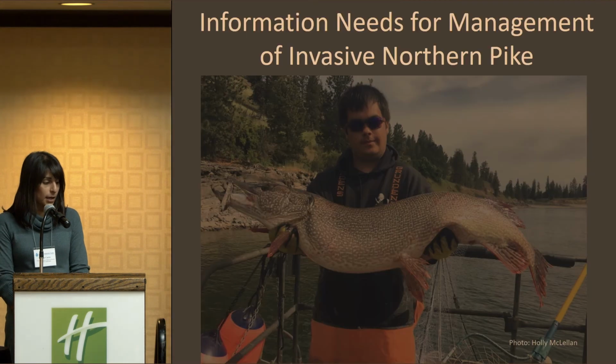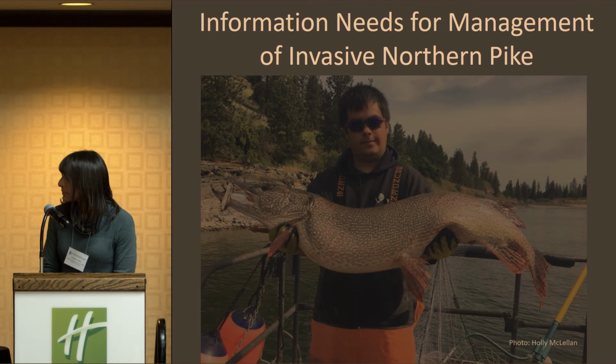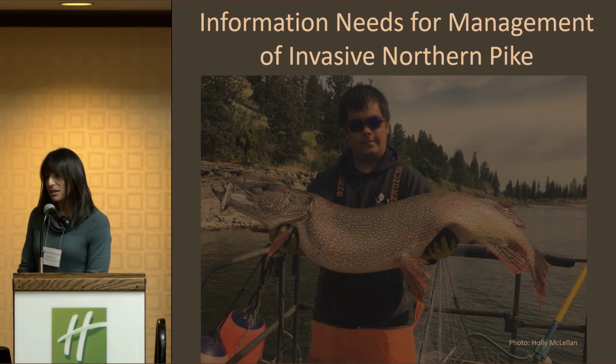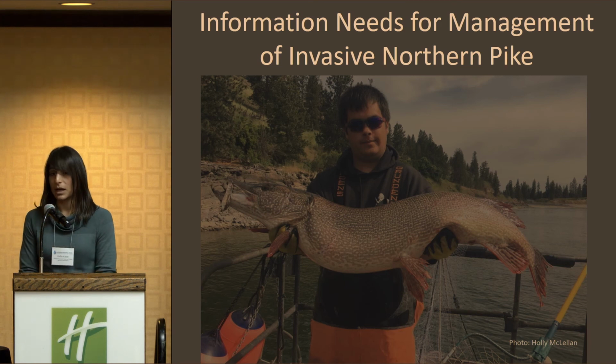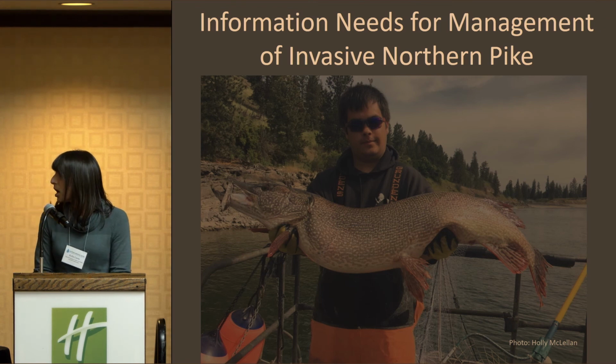So with that in mind, this is a northern pike from Lake Roosevelt. It's a 26-pound female. That's a pretty big fish. And it can eat anything that it can fit in its mouth, which is usually how northern pike work. If it fits in their mouth, they'll eat it. I think all of our native species are pretty much at risk, at least at some life stage at some point.